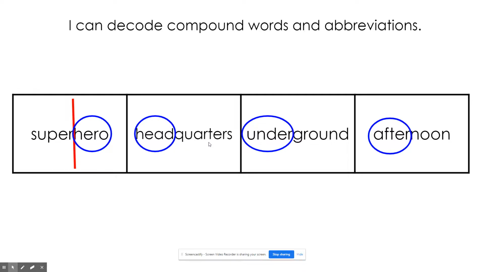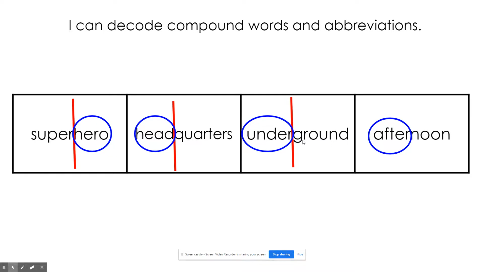Now this one's a little bit tougher. Okay, because I have that Q-U in there, and I have to remember that that makes the qu sound. And then I also have that bossy R pattern. So I have head, quarters, headquarters.